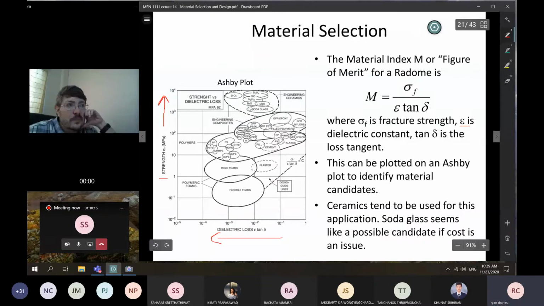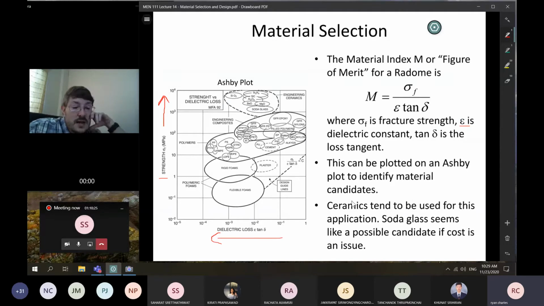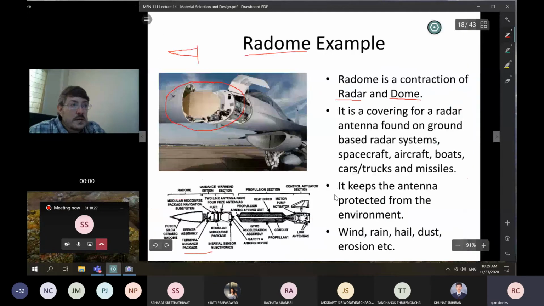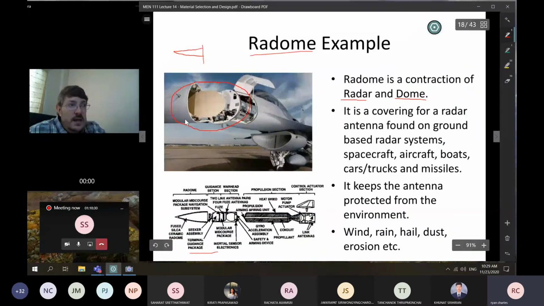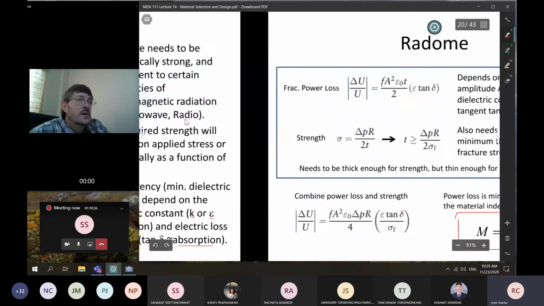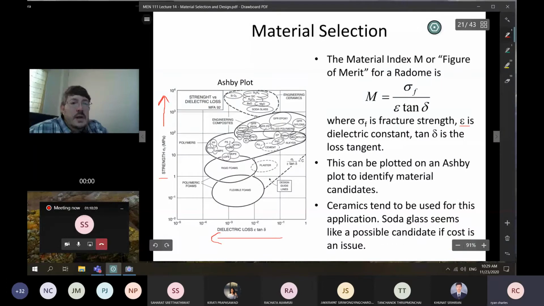All right, so you look here. And ceramics, they tend to be used a lot for these applications. All right, for things like missiles, right? On an aircraft, you're probably not making that out of a ceramic though. So maybe composites come back into the mix. Glass is a candidate if you're trying to keep the cost low, right? So glass would be in here. So you see soda glass. Glasses would be a candidate for low cost, right? Fused silica, or perhaps some engineered ceramics, right?